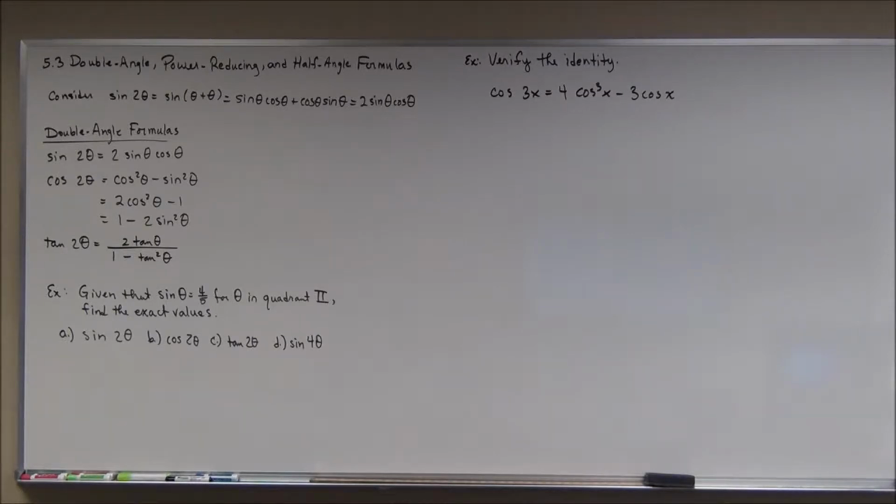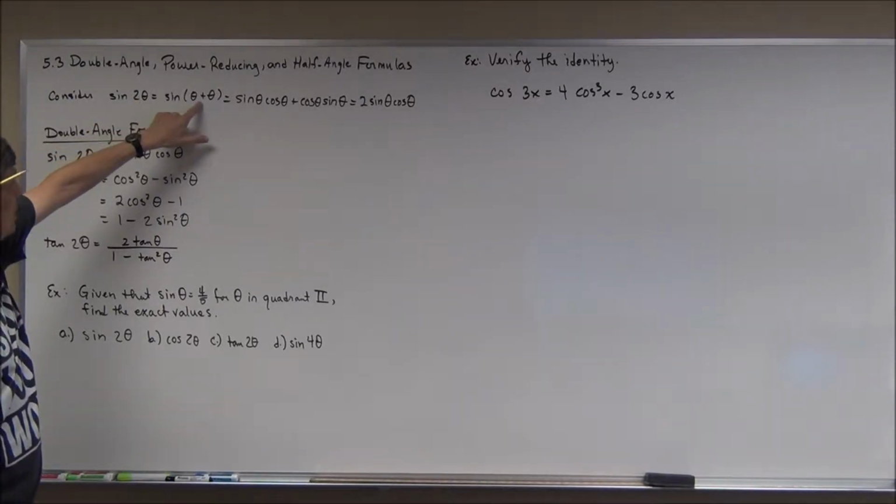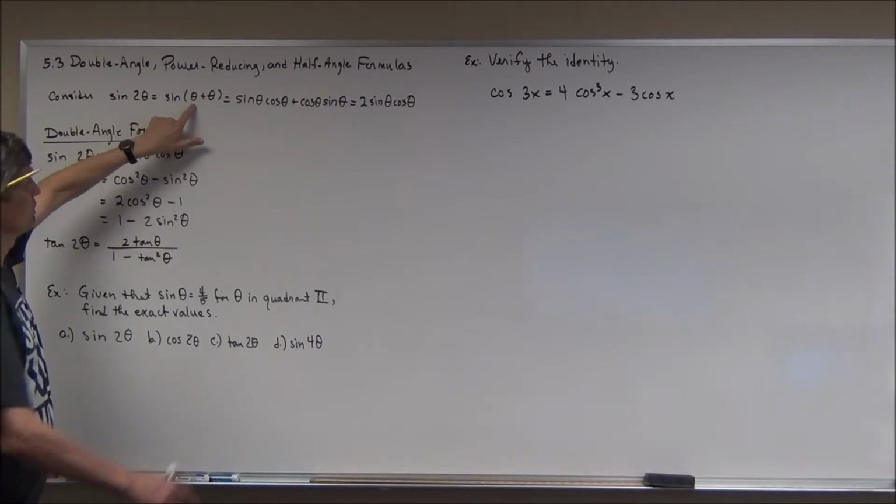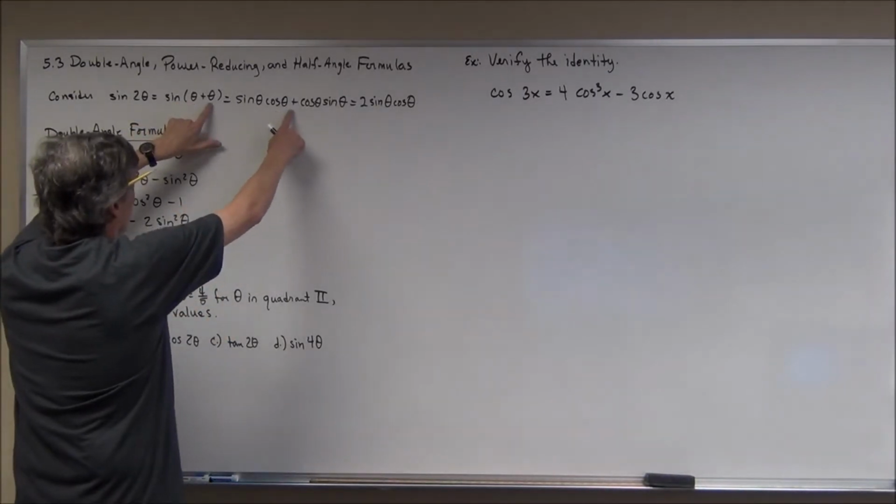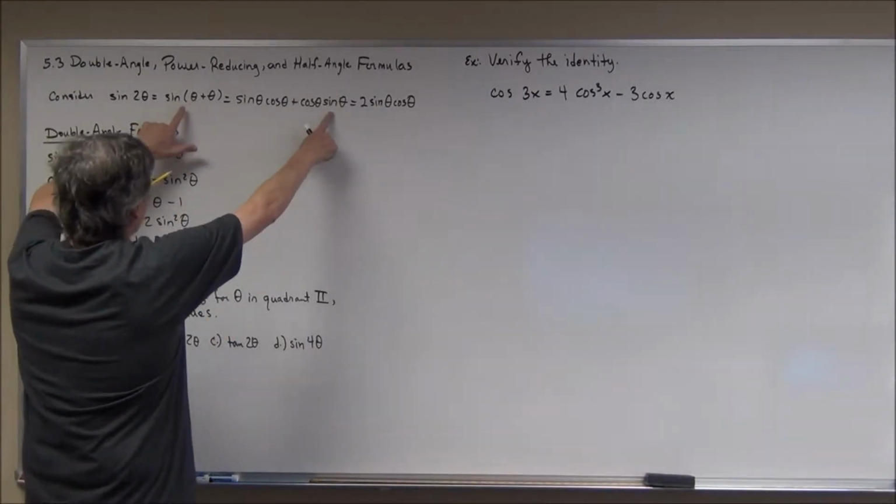So consider the sine of the double angle theta. This is the sine of 2 theta. What I'm going to do is rewrite 2 theta as theta plus theta. And then I'm going to use the sum formula for sine, writing this as the sine of the first angle times the cosine of the second angle plus the cosine of the first angle times the sine of the second angle.